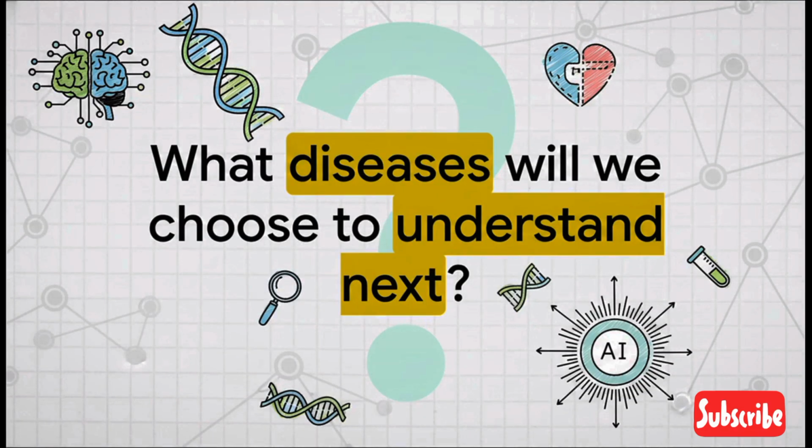So, what does this all mean for the future? We now have this incredibly powerful toolkit that can combine almost any kind of biological data to see connections that were hidden just a few years ago. So, the question isn't really if we can unravel the secrets of complex diseases anymore. The real question is, which ones do we go after next?